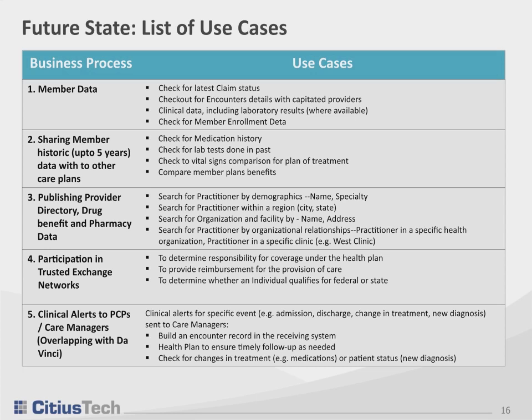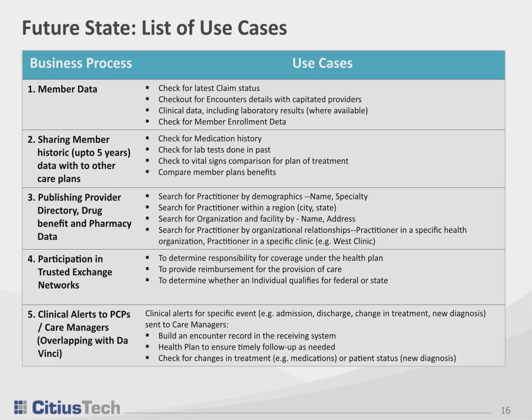And now the last few, that is the participation in trusted exchange. As we already know now, the participation in trusted exchange network will broaden the scope of interoperability. So it will become easy for federal or state agencies to come into the network and determine the qualification of benefit for individuals who are either federal or state beneficiaries.